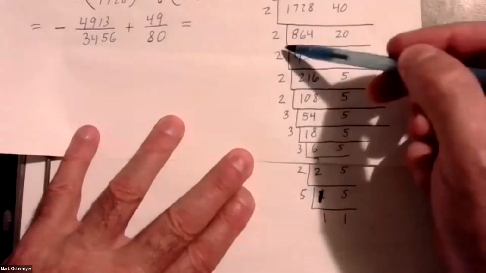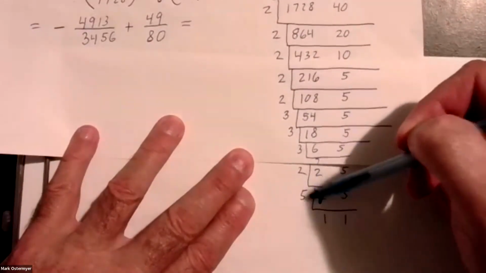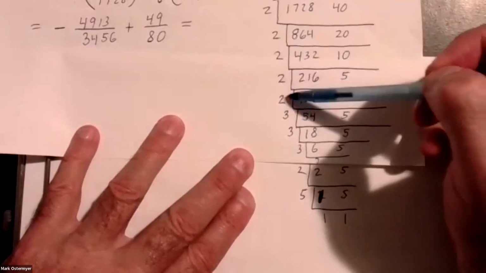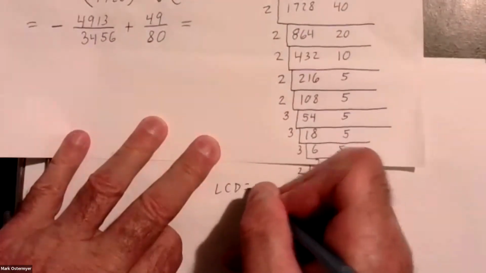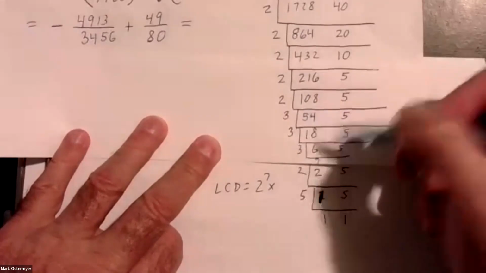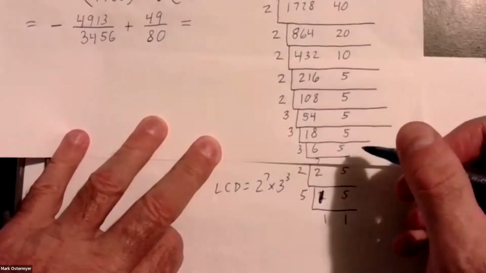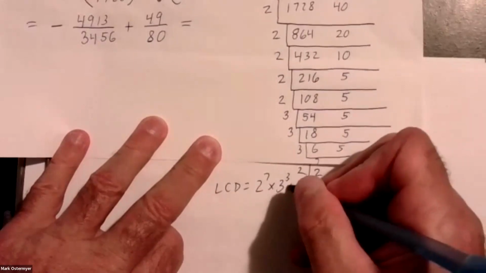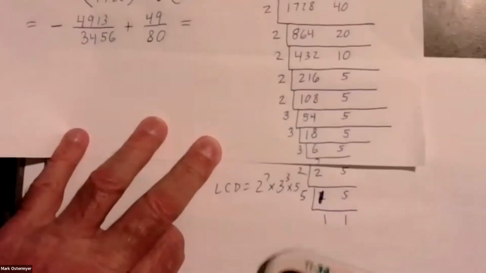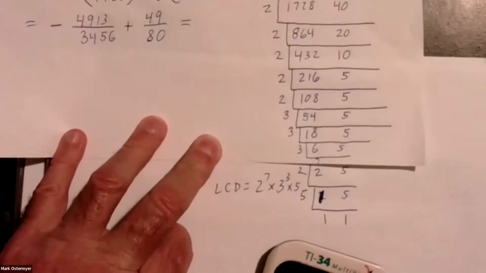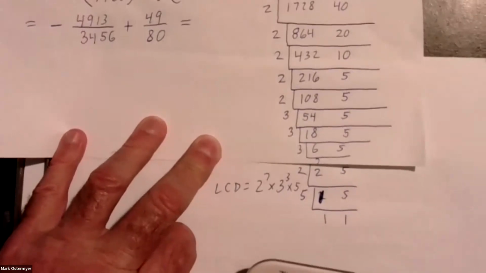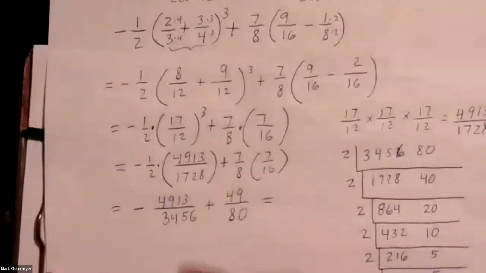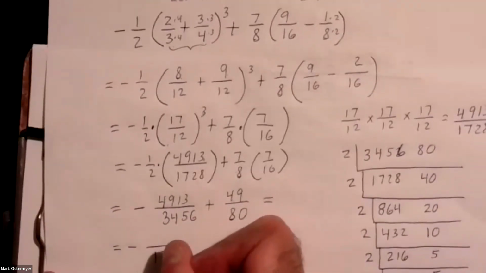All right, so 2 times 2 times 2 times 2 times 2 times 2 times 3 times 3 times 3 times 2 times 5. How many 2s? 1, 2, 3, 4, 5, 6, 7. So the least common denominator is going to be 2 to the 7th power times 3 to the 3rd power times a lonely 5. Big number. So 2 to the 7th power times 3 to the 3rd power times 5 is going to be 17,280. So both of these denominators have to be built up to 17,280.